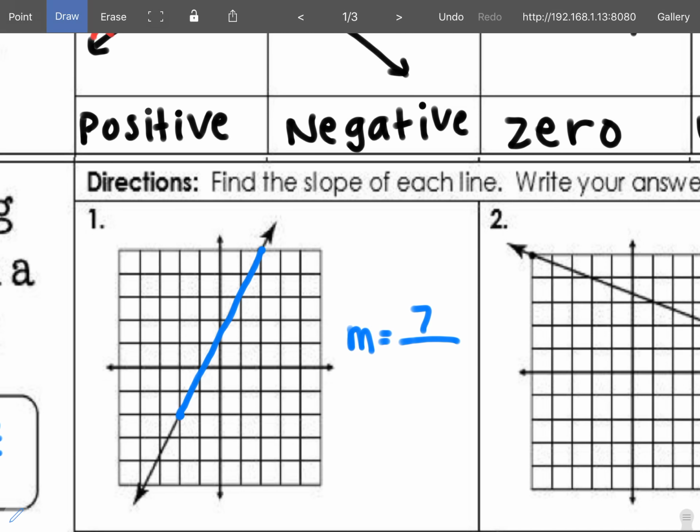Over. Remember, this is always written as a ratio or as a fraction. Now, from this point that we got up here, how many do we have to move to the right to get to our next point? 1, 2, 3, 4. We're going to the right. So that means we're going in the positive direction. So it's over positive 4. And that's your answer. That's your slope. Is it in simplest form? Yes, because we can't reduce that fraction.